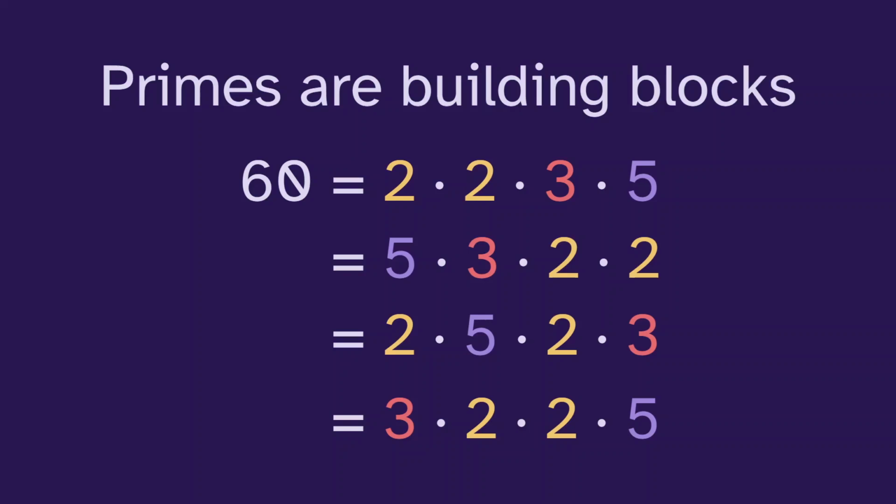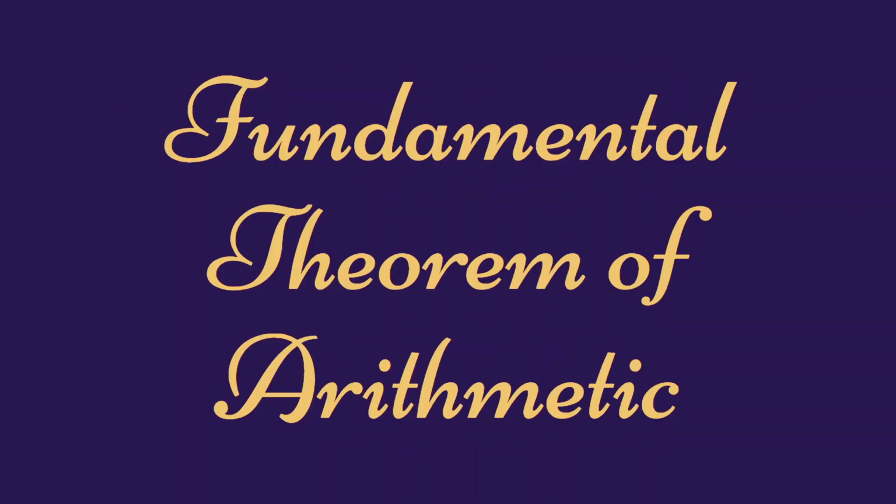And that's not just true of 60, it's true of all numbers. Every number has a unique factorization into primes. And this is important. It's so important it's called the fundamental theorem of arithmetic. It's very useful to break numbers down in a predictable way. And so we want the primes to let us do that.